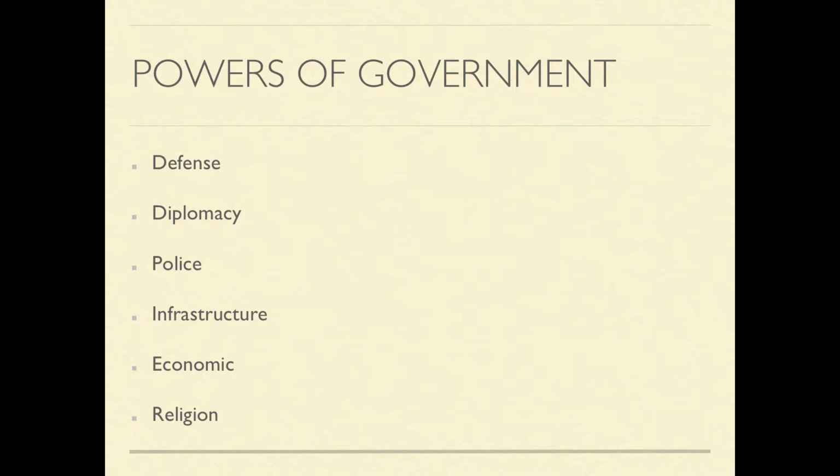So defense, making sure we're safe. Diplomacy, dealing with other nations. Police, making sure that our stuff is protected. And infrastructure, making sure we have roads, bridges, clean drinking water. Economic regulation. Now that's a questionable one. There's a lot of people who talk about that one. To what extent should the government regulate the economy, or should we just allow that invisible hand to control the economy? We'll talk about that at the very end of our course when we talk a little bit about economic policy.